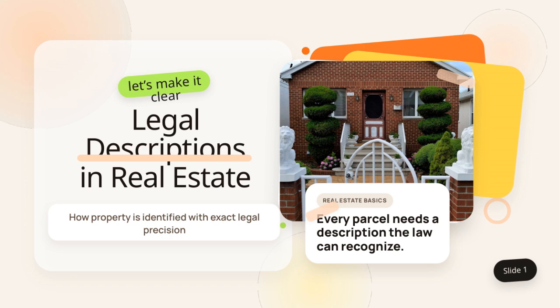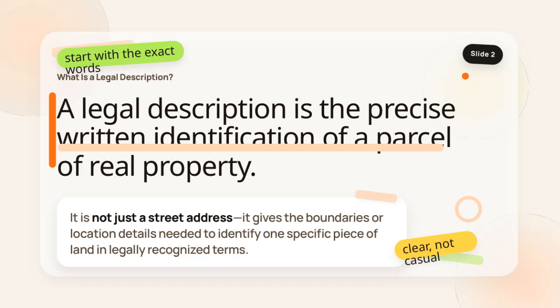So, as we move forward, we'll clarify how these descriptions work and why they are so important for real estate dealings. A legal description is essentially the exact written identification of a parcel of real property. It's important to understand that it goes beyond just a common street address. Instead, it provides detailed boundaries or specific location information that clearly identifies one particular piece of land in terms that are legally recognized. This clarity is crucial because it leaves no room for ambiguity or casual interpretation. Every word is deliberate to ensure accuracy and precision in identifying the property.